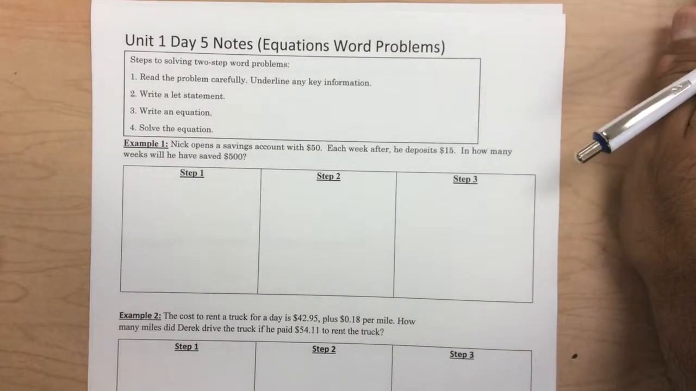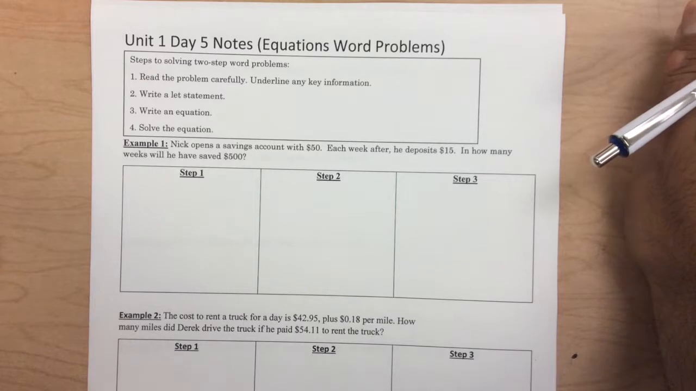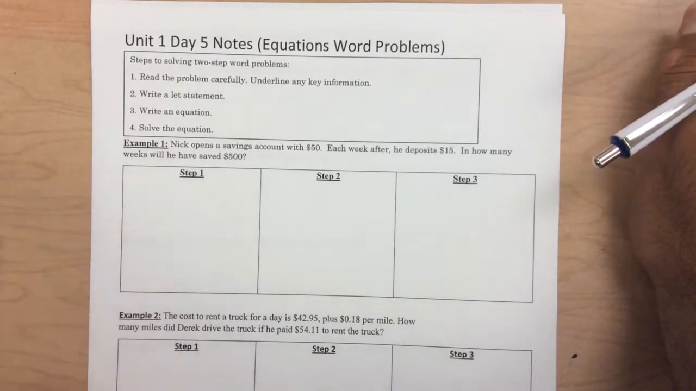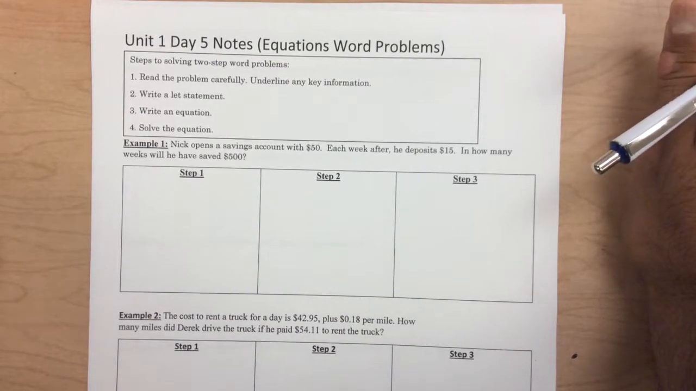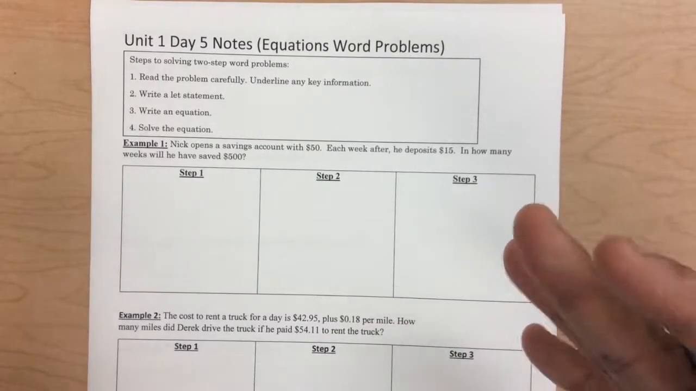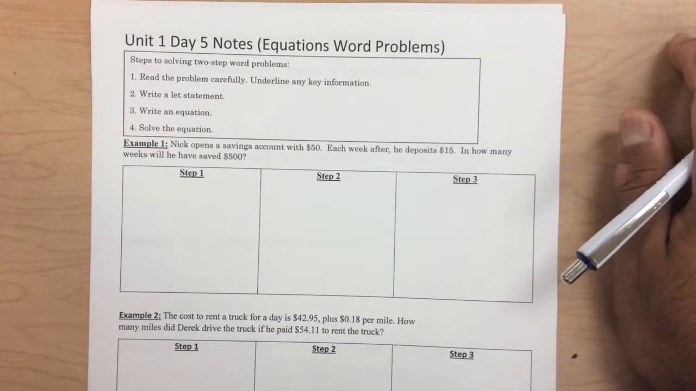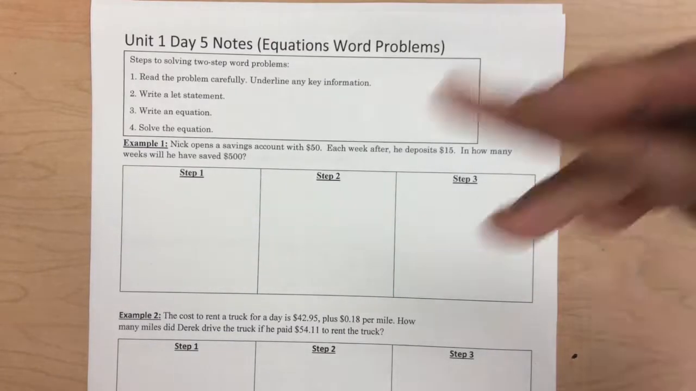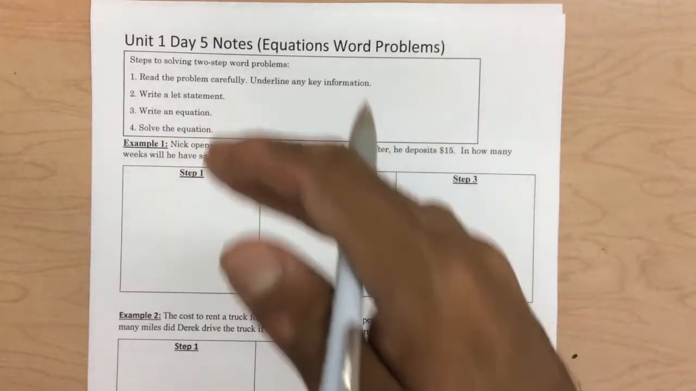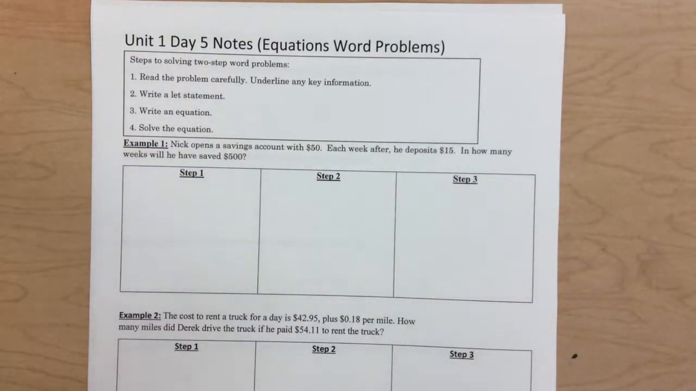Hello, today we're going to go over Unit 1, Day 5 notes, which is just word problems for this unit. Now, if you notice at the top, I have given you 4 steps. These steps are very generic. They really don't help you solve any specific problem, unlike the steps I have been giving you, or the 6 steps I gave you to be able to solve multi-step equations.